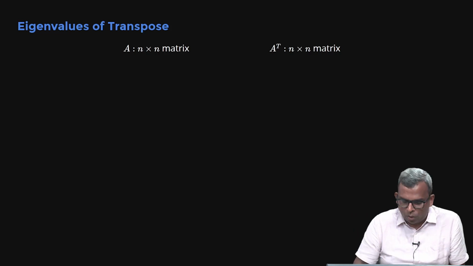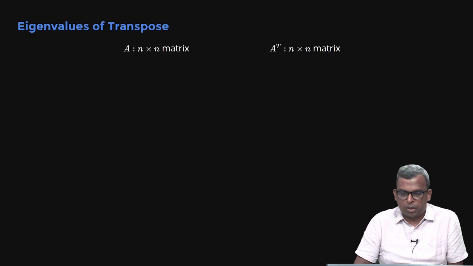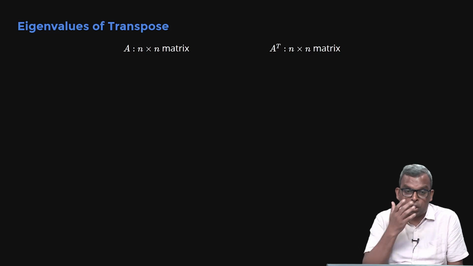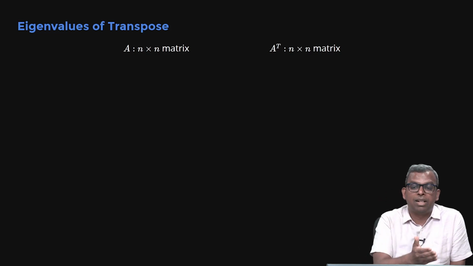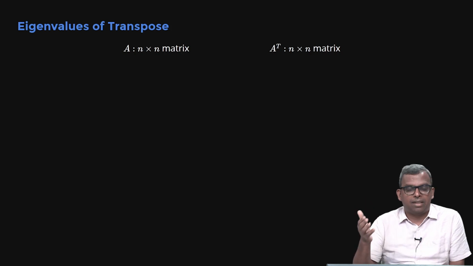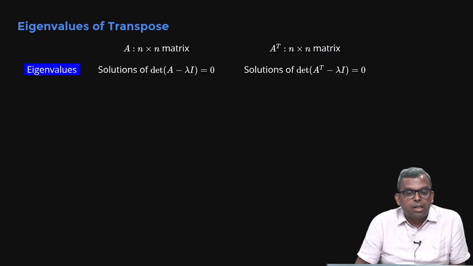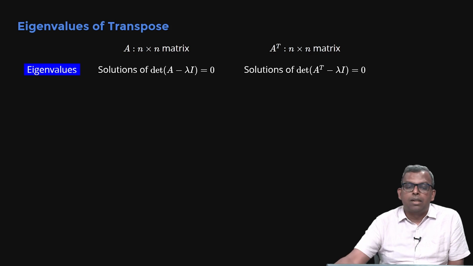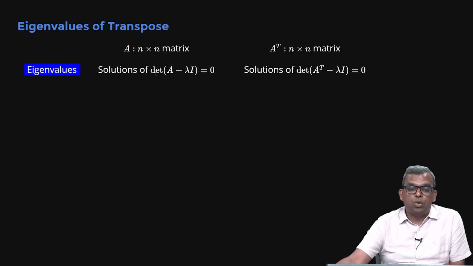Let's start by looking at the matrix and its transpose, an important topic. How are the eigenvalues of A and the eigenvalues of A transpose related? And how are the eigenvectors related? Let us begin with eigenvalues. We know eigenvalues of A are solutions of the characteristic equation, which is determinant of A minus lambda I is 0. What about A transpose? It is determinant of A transpose minus lambda I is 0.